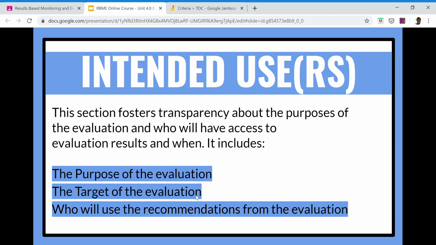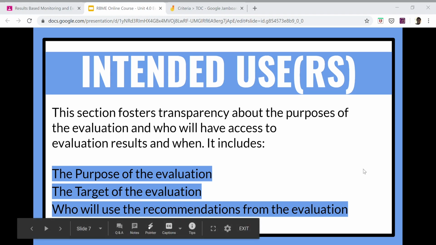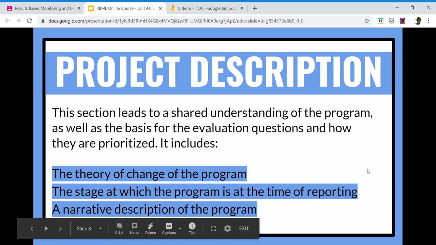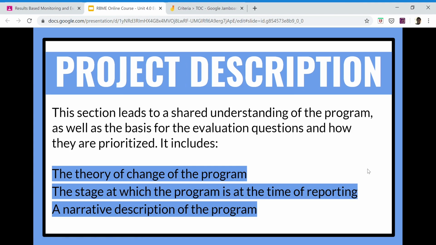So it's important to put all this into perspective in your evaluation report because it helps the reader to know who this is for, who the people involved are, and who is supposed to implement the recommendation. Then a brief description of the program itself. Like I said, this is in terms of the theory of change of the program. So what was the thinking at the design stage of that particular program? It's important to put it inside it.